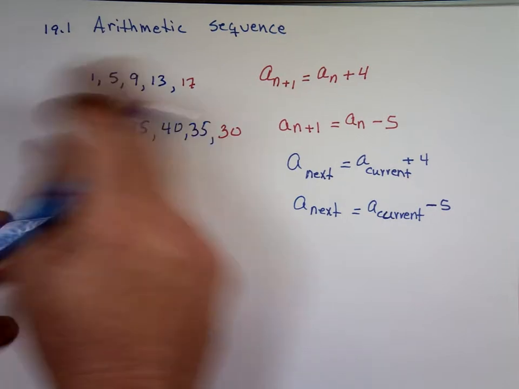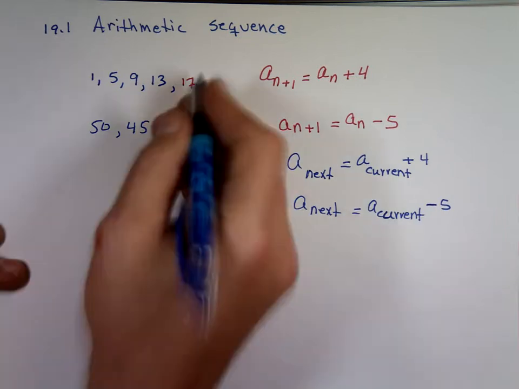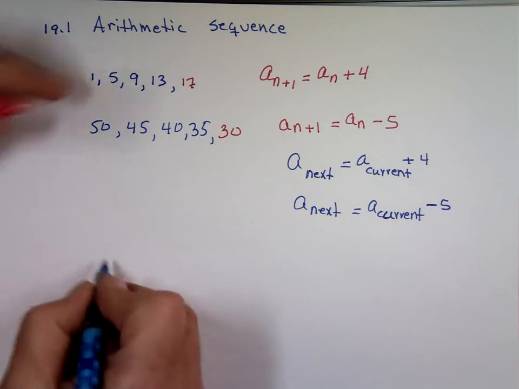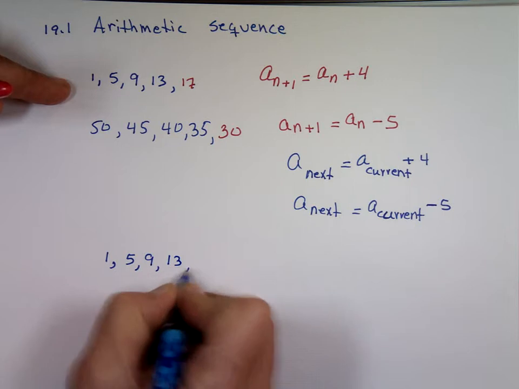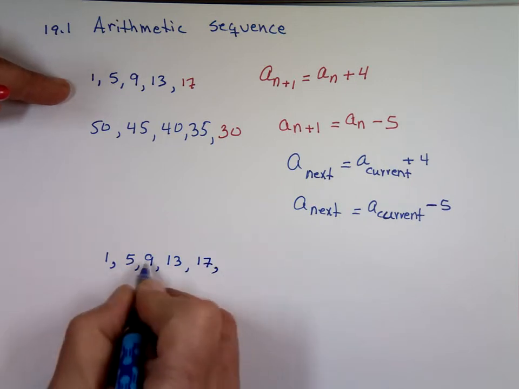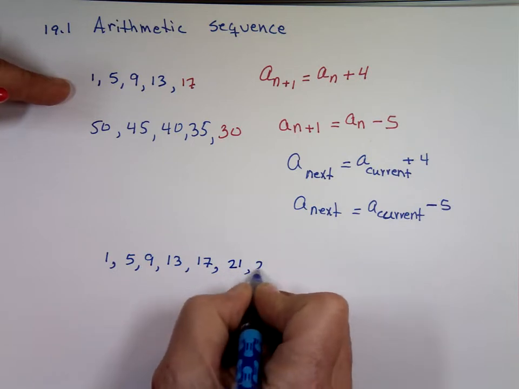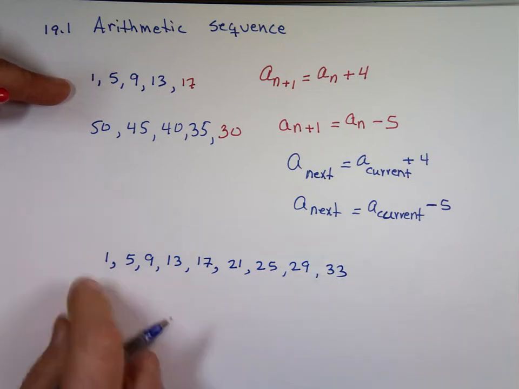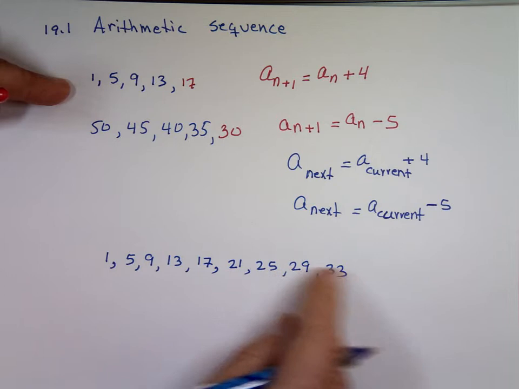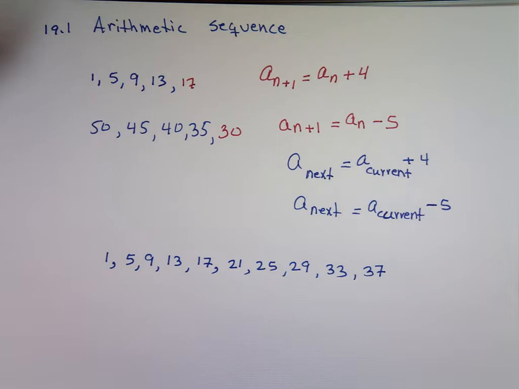So a lot of times you have numbers like these, 1, 5, 9, 13, 17. I go, okay, can you tell me what the 10th number is going to be? Sure. 1, 5, 9, 13, 17, that's 1, 2, 3, 4, 5. Add 4 more, which is what? 21, 25, 29, 33. Are we at the 10th number? 1, 2, 3, 4, 5, 6, 7, 8, 9. One more. 37. So this is the first 10 numbers.